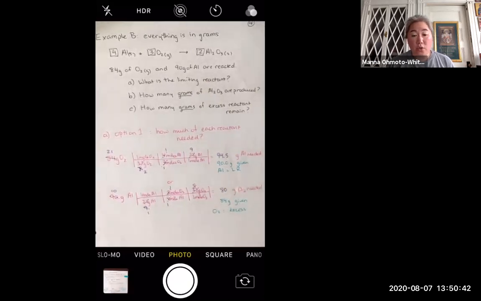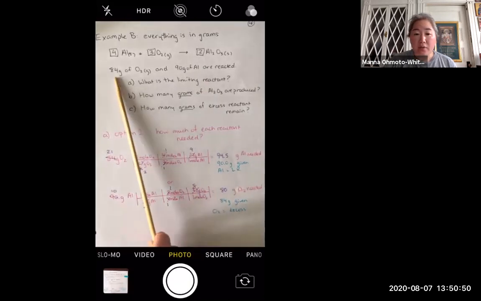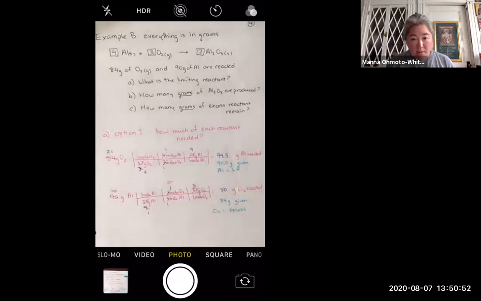If I had chosen aluminum and run this through, I would find that I need 80 grams of oxygen. I'm given 84 grams of oxygen in my word problem, so oxygen is in excess. Again, no matter which reactant you choose, you will find out that the other one is either the limiting reactant or it's the reactant in excess.